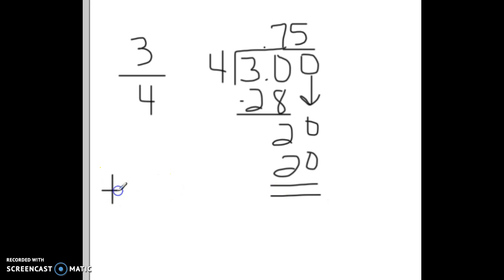This one is what we call a terminating decimal. What terminating means is that it ends. It doesn't go on forever and ever. It terminates. Okay, so this one is a terminating decimal. In a few minutes we'll learn about repeating decimals. They don't end.